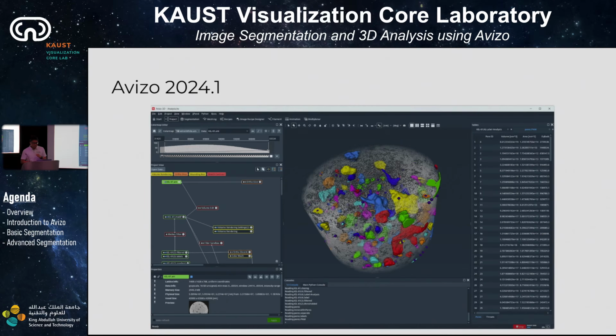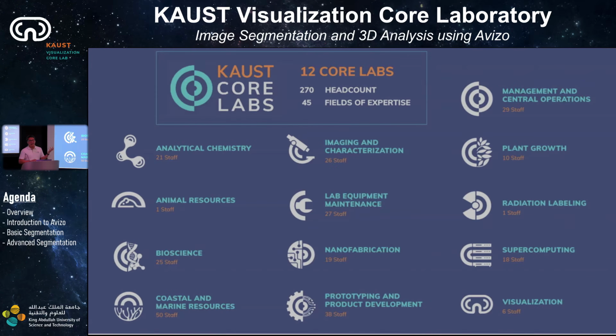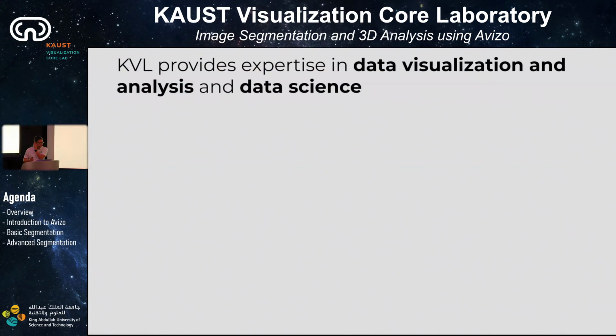All right. So before I get into all the Avizo stuff and segmentation, I just want to introduce first the lab where I come from. So that's the KAUST Visualization Core Lab, or KVL. And we are just one of the many labs in the Core Lab. And we provide state-of-the-art facilities and expertise in different fields. So we have chemistry, biology, supercomputing, and many others. And in particular, the KAUST Visualization Lab, or KVL, provides expertise in data visualization and data science.